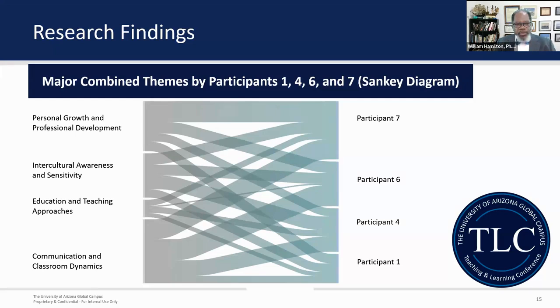Okay, so you can see the separation. If you look at participant number 7, you see a little white indentation there. It separates that from number 6. And you can see white indentations between 6 and 4. And the same on the left for the themes. The white indentation separates the themes. So if we look at the top at participant number 7 on the right, it has a thick line of flow to personal growth and professional development more than any other participant.